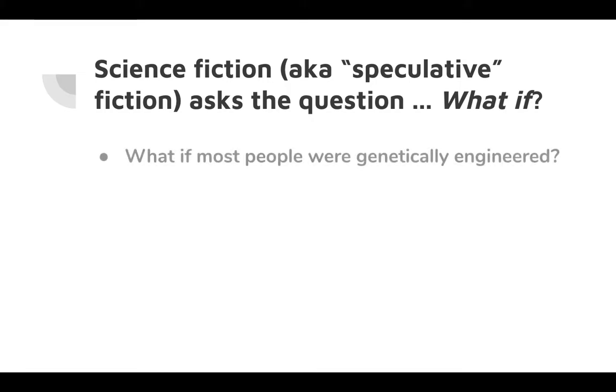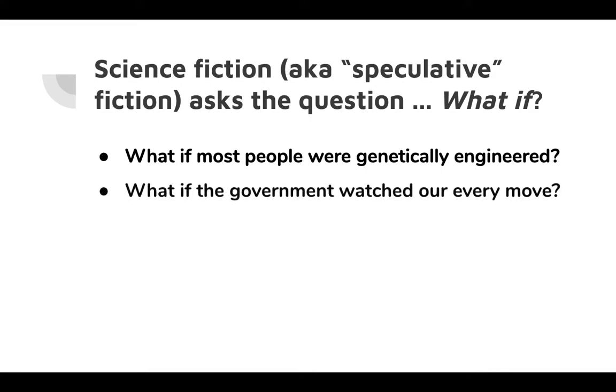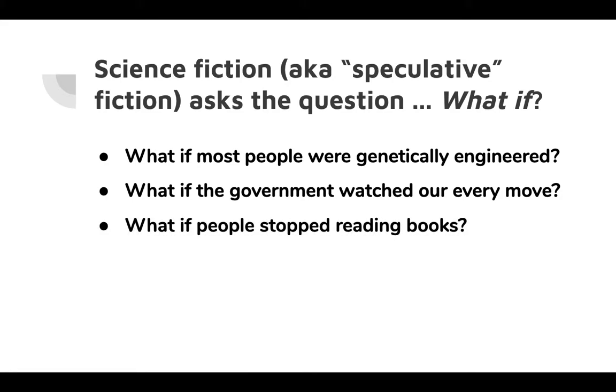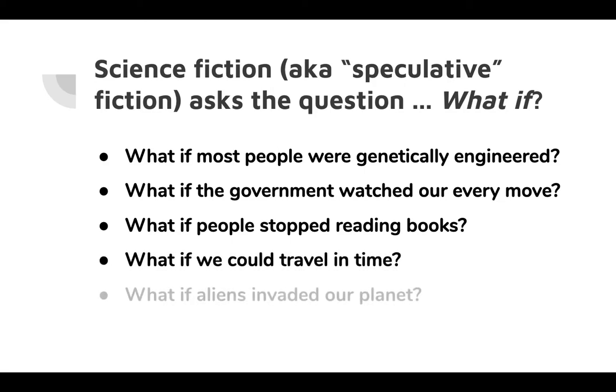So some sort of famous what ifs. What if most people were genetically engineered, which is the premise of a movie called Gattaca that we would have watched had we been together. What if the government watched our every move? The premise of the book 1984. What if people stopped reading books? That's the premise of a famous dystopian book called Fahrenheit 451. What if we could travel in time? The Time Machine by H.G. Wells. What if aliens invaded our planet? War of the Worlds.